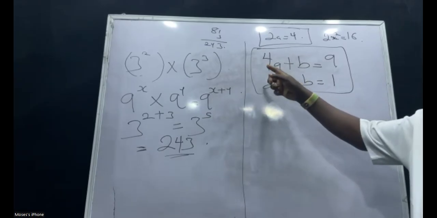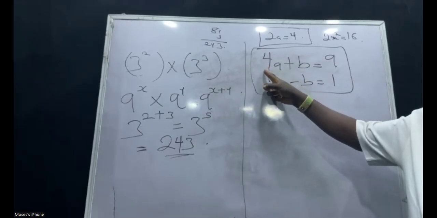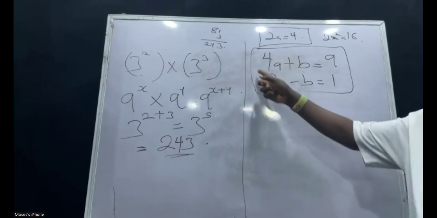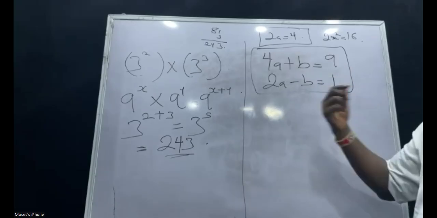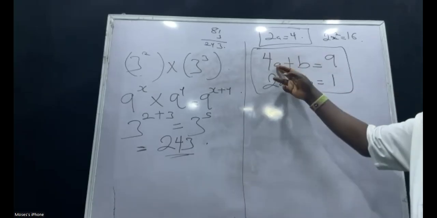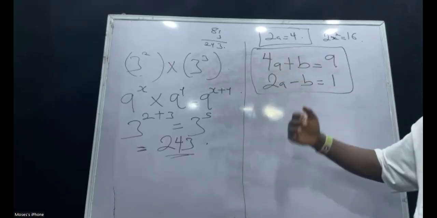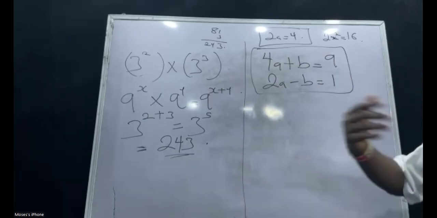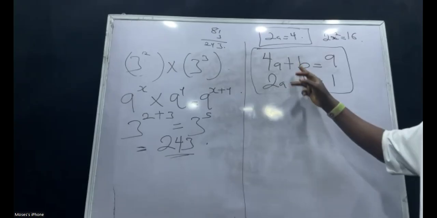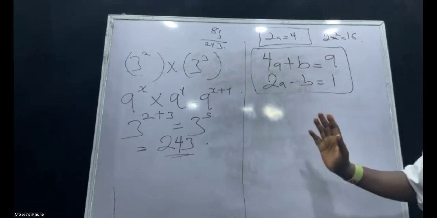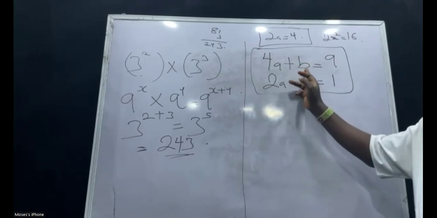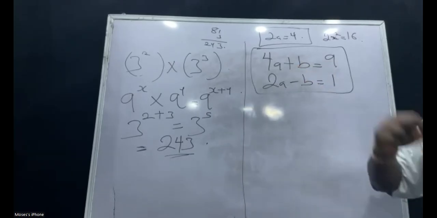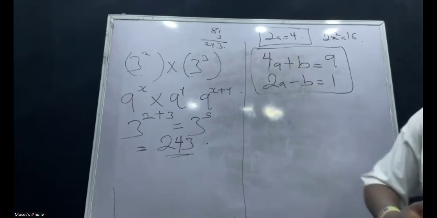For A, the coefficient in the first equation is 4 and in the second is 2. This one will be complex for you because you have to balance the equation so that both A terms have the same coefficient, so that you can either add or subtract. But for B, since the coefficients are the same in size, it is the best first point to eliminate, because when you add +1 plus -1, it's going to be 0.